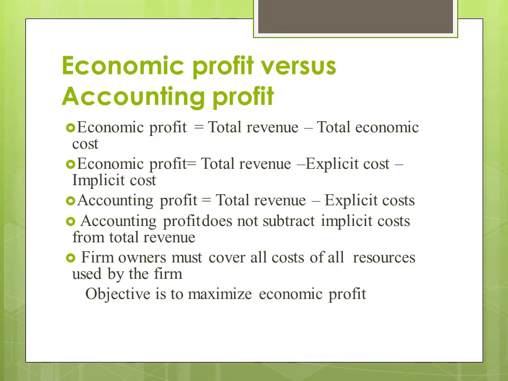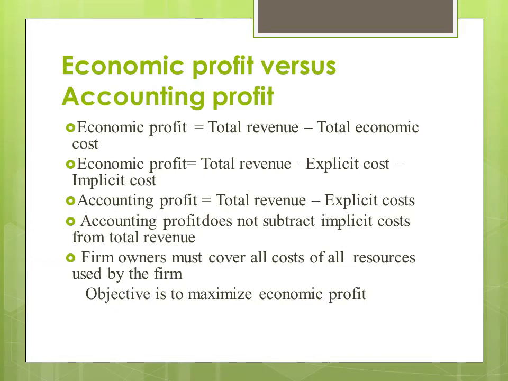and implicit cost. Next is accounting profit, which is equal to total revenue minus explicit cost. So here you can see that in economic profit, which is equal to total revenue, we will also minus explicit cost and implicit cost. But in accounting profit, we only subtract explicit cost. So accounting profit doesn't subtract implicit cost from total revenue.